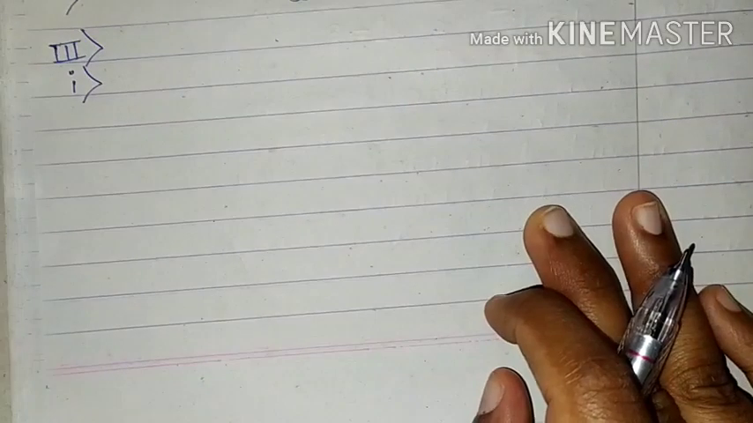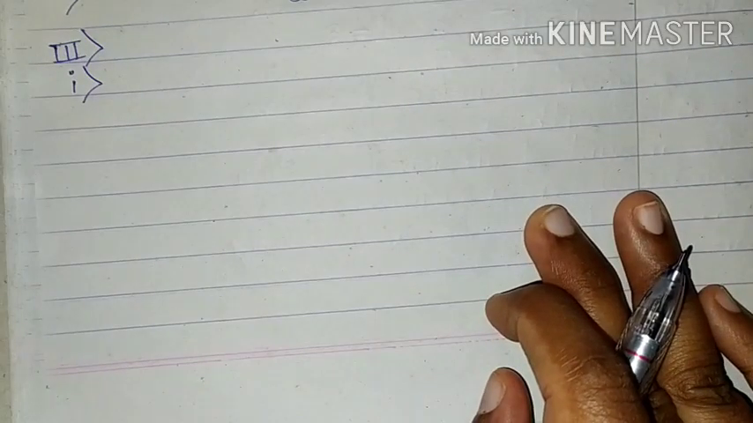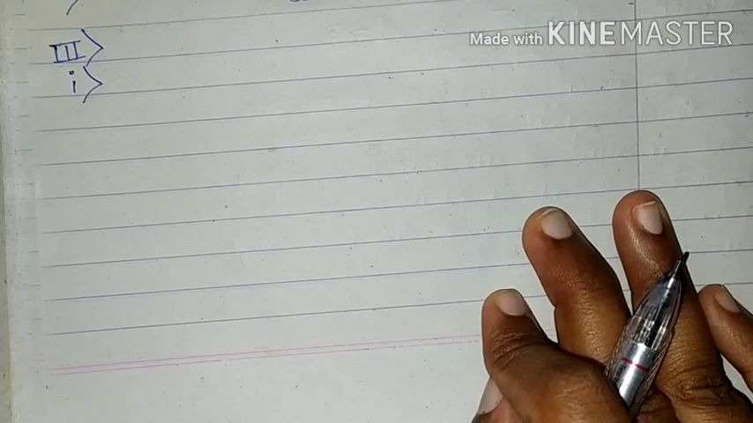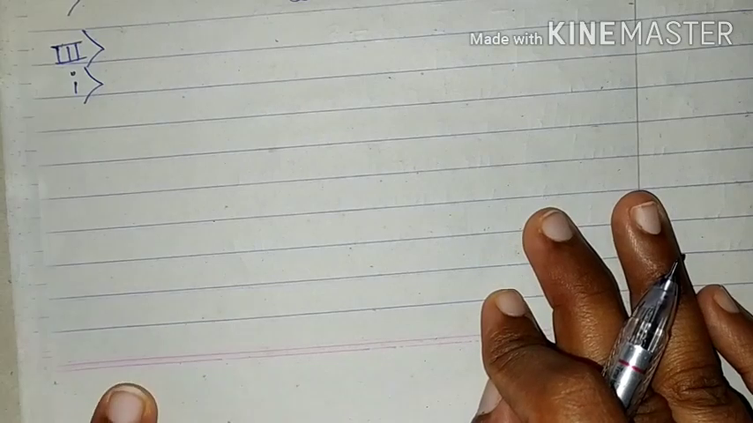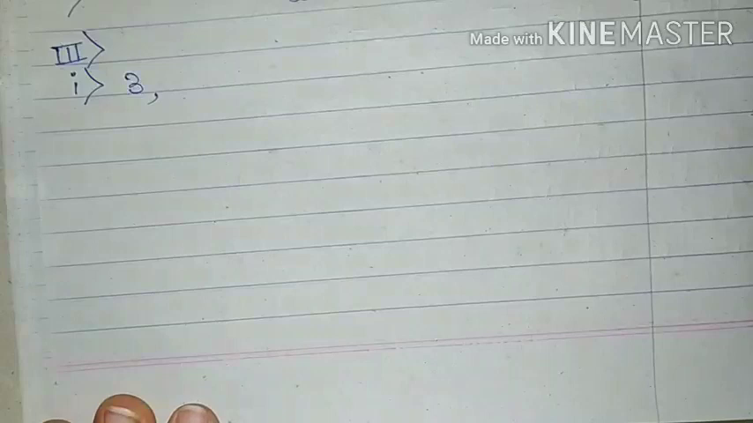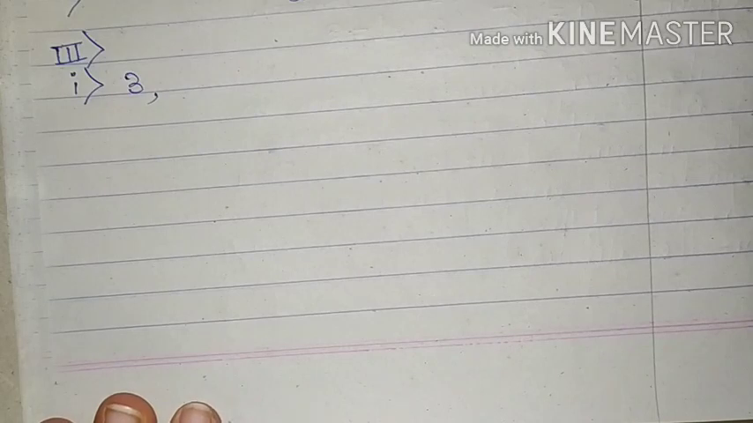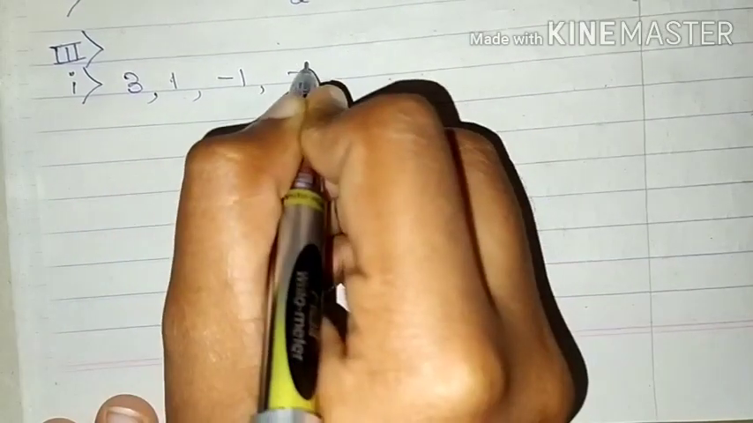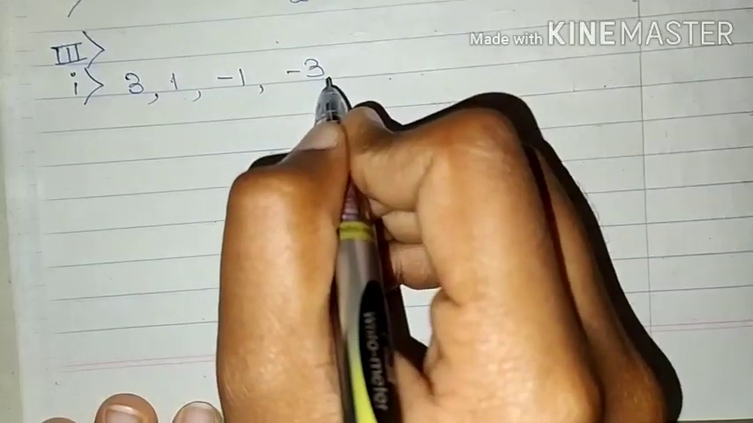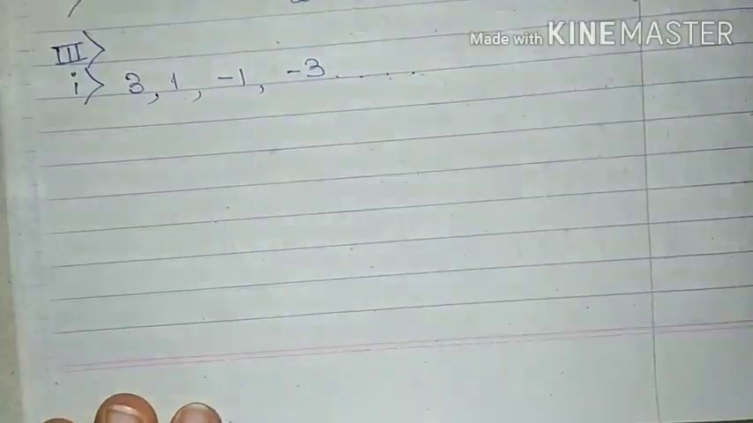Moving on to the third main, the question is, for the following APs, write the first term and the common difference. Okay, here they have given us the APs. So just like the solved example first problem which we solved, they have given us the AP and they have told us to write the first term and the common difference. Okay, so the first one is 3, 1, minus 1, minus 3. Kind of similar, right? Kind of similar to what we solved before.